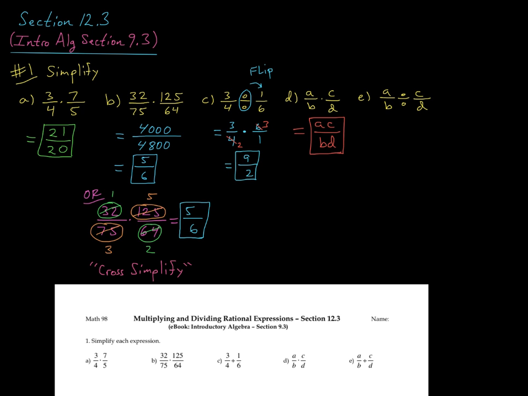Lastly, then in E, we have another division, so we're going to turn this into a multiplication problem by the reciprocal of what we're dividing by. So that'd become a D over C. We still have our A over B. And now, again, no common factors, so I just multiply straight across.